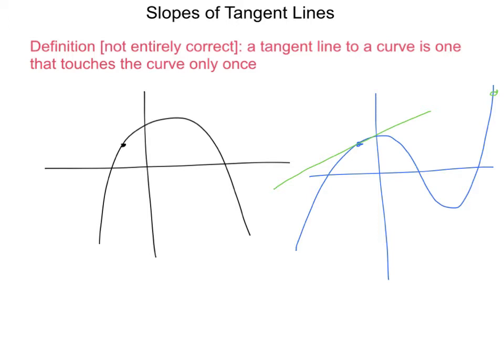So it seems like the definition of a tangent line isn't really about how many points it hits. It must be about something else. So let's keep looking for a better definition.